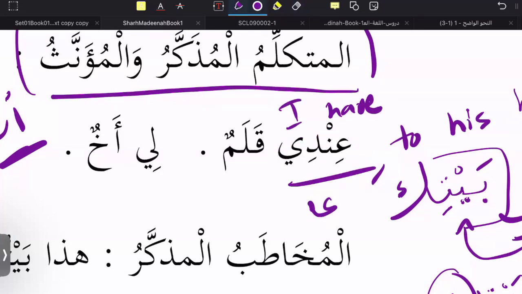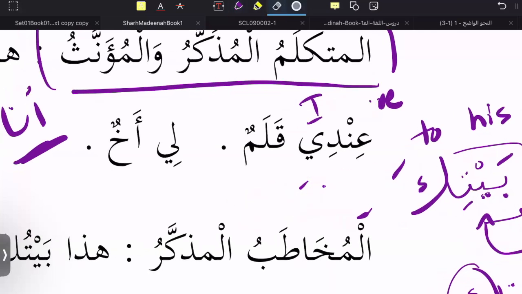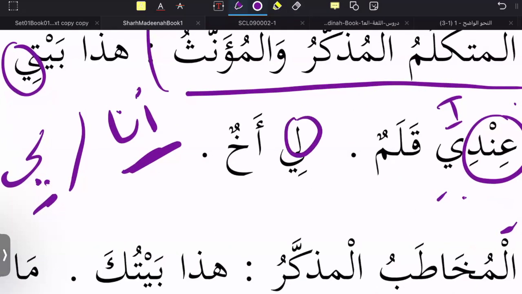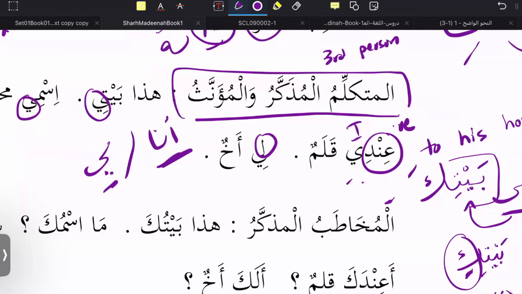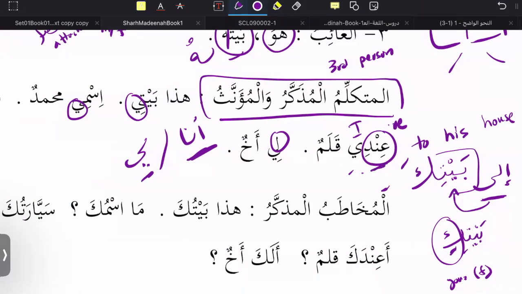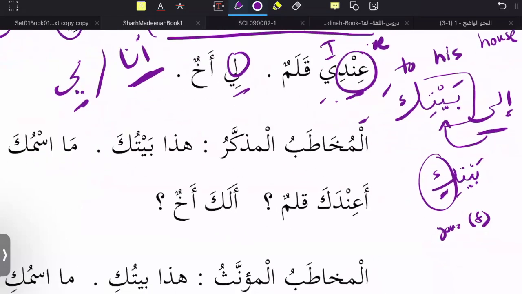If you say indaka, that means you have for masculine. You say indaki, that means you have for feminine. Okay, so this is a very, very important word you need to memorize. Li, I think li we already have. Li akhun, I have a brother. Akh is a brother. Maybe if time permits, I will explain a little bit of difference between inda and li in this context.